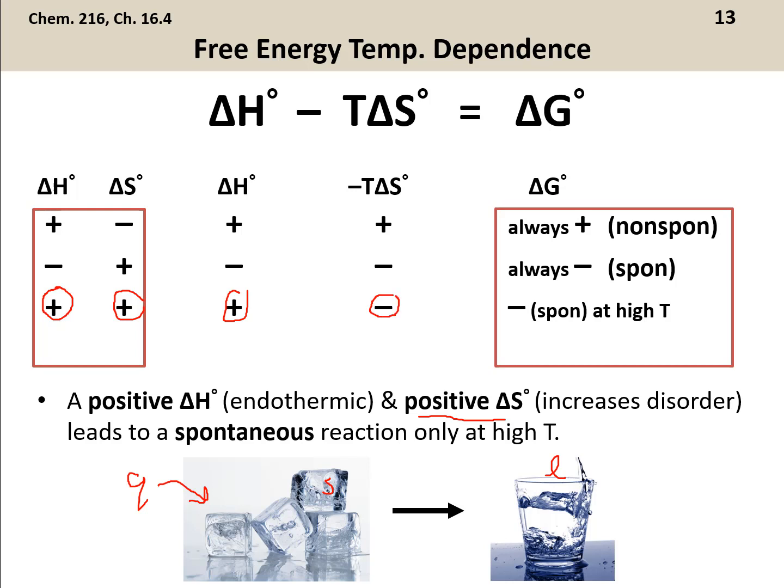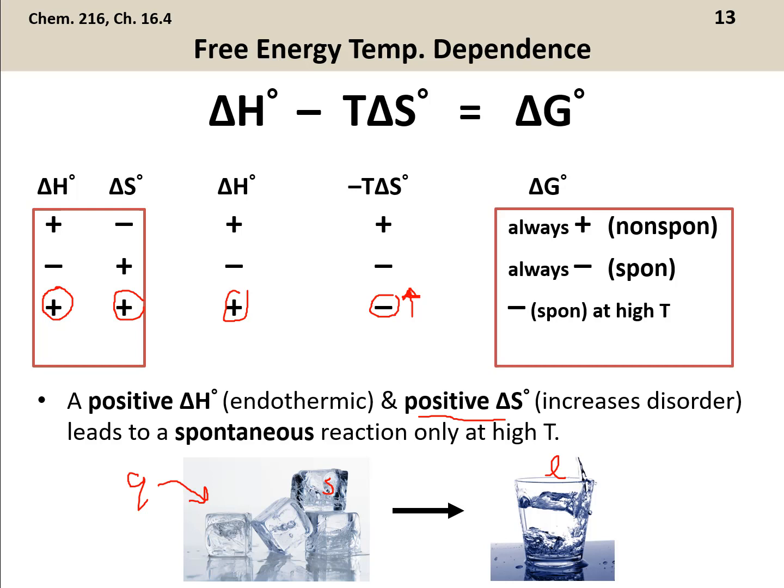So this will only be spontaneous if we have a high temperature, right? So this term right here will be really big. Okay? So melting ice is only spontaneous at high temperatures. Well, we know that's true because ice will melt if it's at 100 degrees or 200 degrees, but it won't melt if it's negative 50 degrees C.